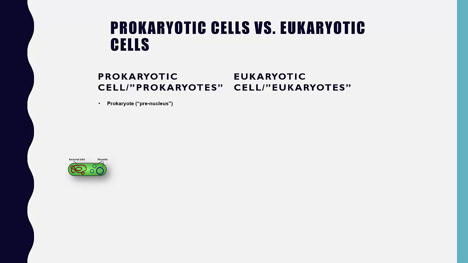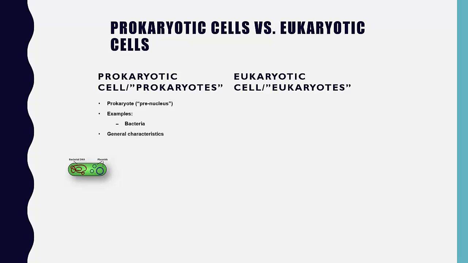So let's do a little comparison between those prokaryotic cells and eukaryotic cells, beyond the fact that prokaryotic cells don't have a nucleus and eukaryotic cells do. Prokaryote, as I said, pre-nucleus. What's an example? Bacteria. Raise your hand if you know of any bacteria. Hopefully, you realize that the creatures that you are doing your report on are bacteria.